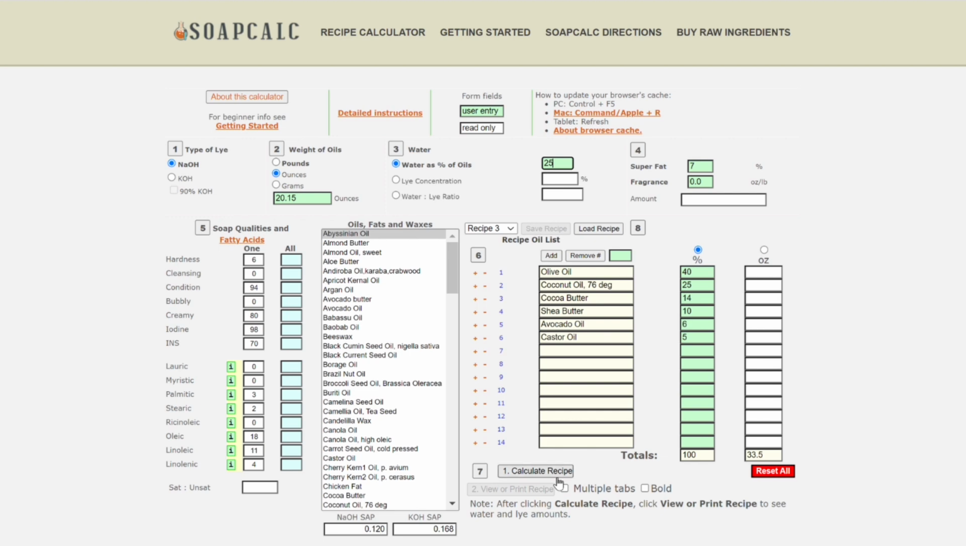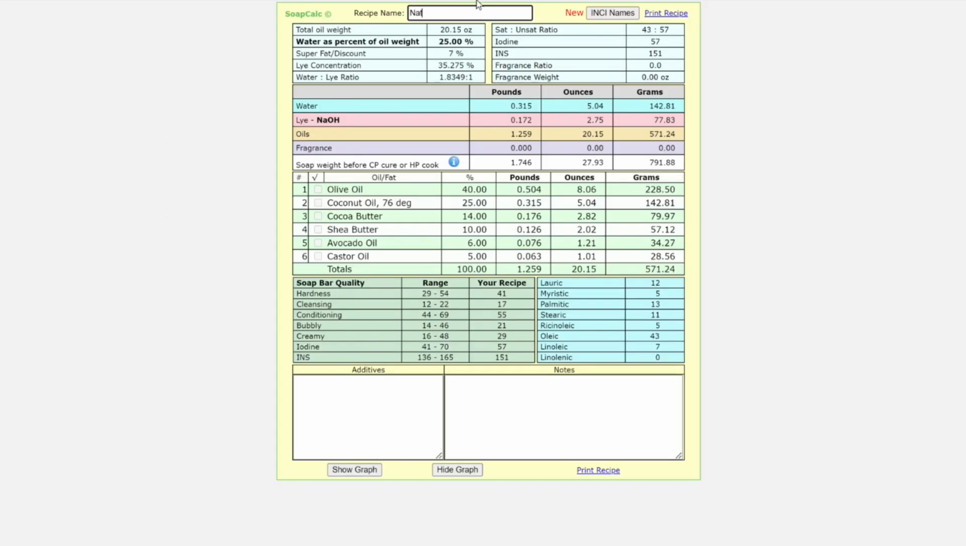I'm going to hit Calculate Recipe and View or Print Recipe. Okay, now we have our recipe. I'm going to call it Natural Colorant Samples. So here we have that 20.15 oil weight, and then here's our batch weight. And in addition, you have any weight of any additives you add.